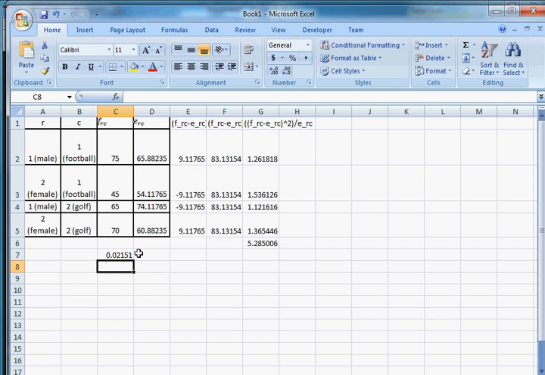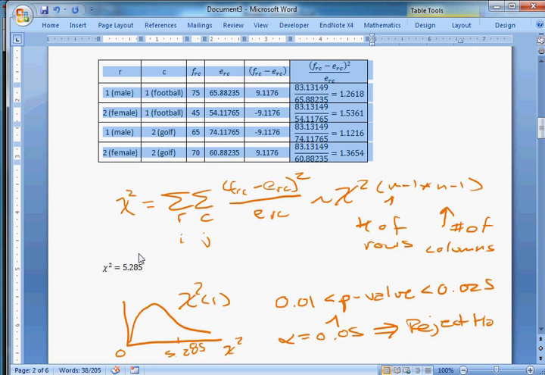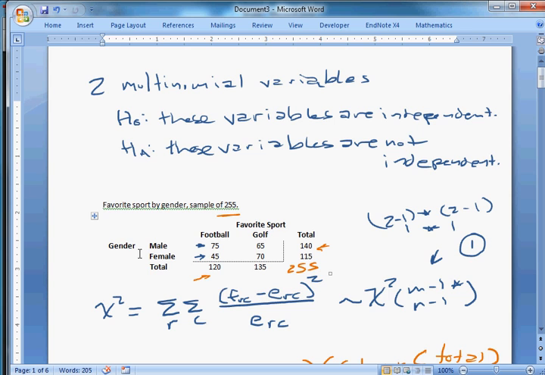You need to know what to do with that p-value. You reject, right, because that's less than alpha. But that's how you do tests of independence. Okay, there's a few steps. The first is that the null is always independence. And the alternative is always a lack of independence.